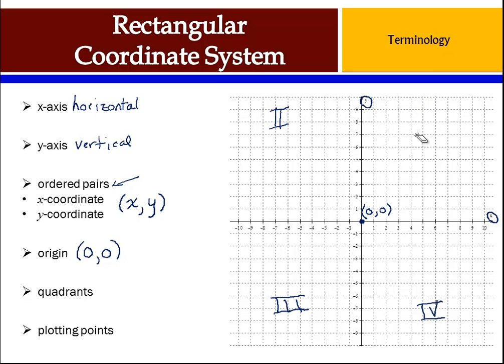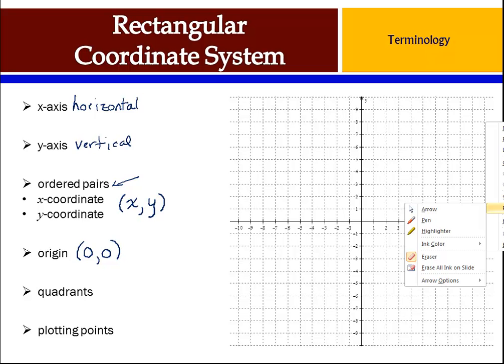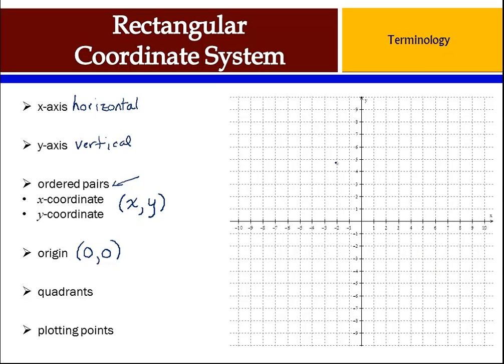Now when you are plotting points in these quadrants, the order that the coordinates are given will matter, and that is why these are called ordered pairs. So let's look at a couple of examples. If I were to put a point here, this point would be located at an x-coordinate of 4 and a y-coordinate of 8. So we say that the ordered pair for this point is (4, 8).